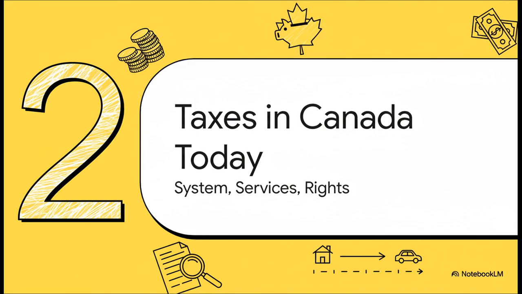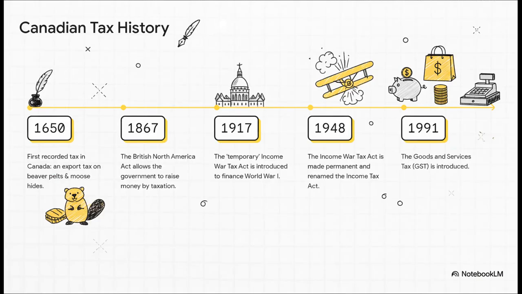Which brings us right to our second section, taxes in Canada today. Let's dig into how our modern system actually works, what our money pays for, and, this is a big one, what your rights are as a taxpayer. Canada's own tax history has some pretty interesting moments too. The very first tax on record here, way back in 1650, was actually on beaver pelts and moose hides.